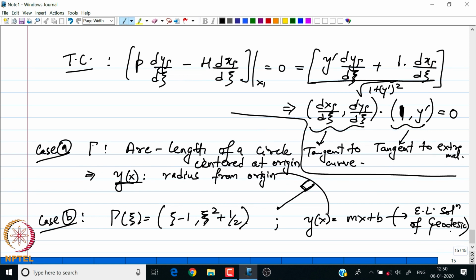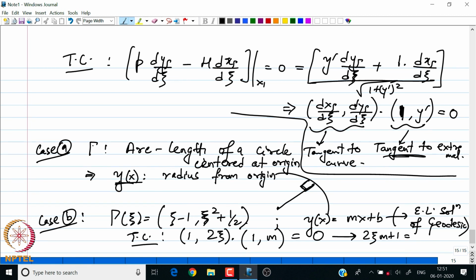From here, what I see is the following: the transversality condition gives me, if we differentiate, I see that this is 1 comma 2 xi. The dot product with the tangent to the extremal, which is equal to 1 comma y prime, which is m. So, my transversality condition is the following, right. From here I see that the condition reduces to 2 xi m plus 1 is equal to 0, or my variable xi is negative 1 by 2m.